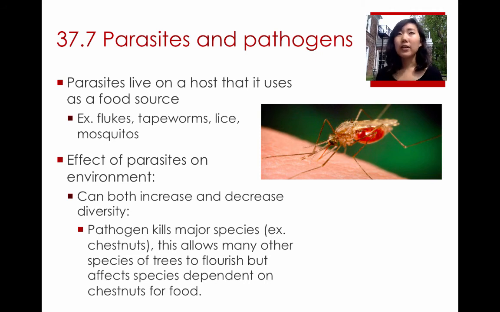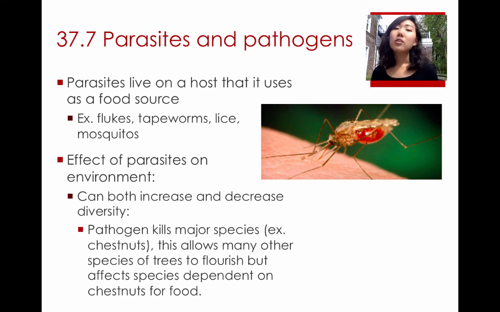An example given is a huge chestnut tree population, and a pathogen came in and wiped out almost all those chestnut trees. But because the chestnut trees were so tall and had very large leaves, they blocked out the ability for other trees to grow. So when these chestnut trees died off, they allowed a lot of other trees and plants to flourish. So it increased the diversity in that way, but it did obviously negatively impact any species that were dependent on the chestnuts for food.